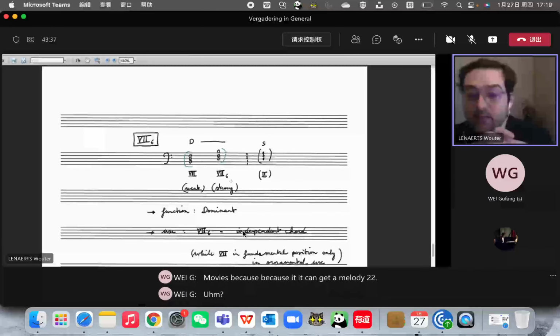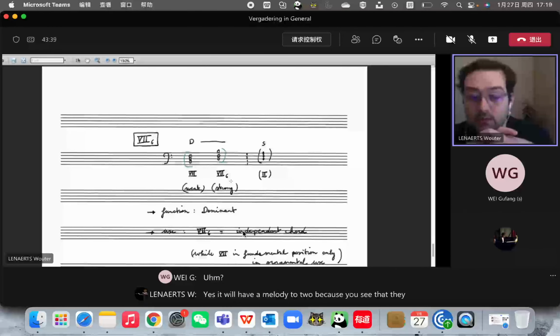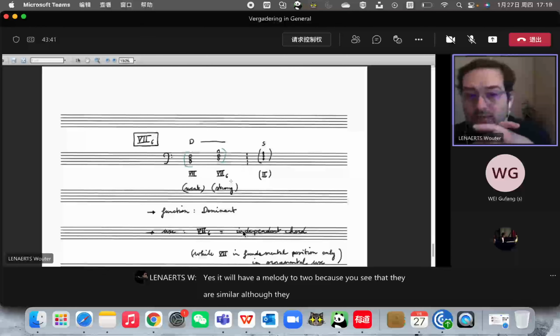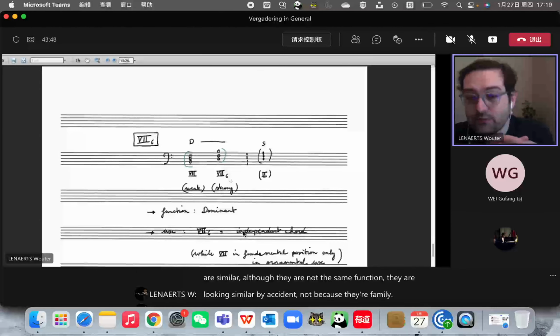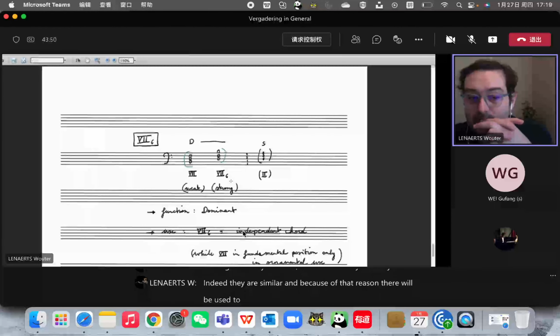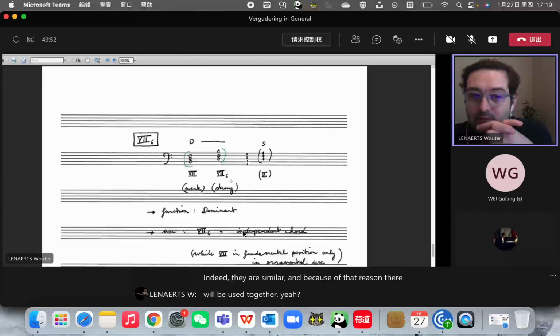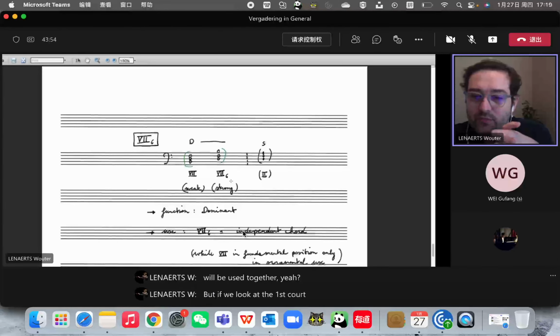Yes, it will have a melody to 2 because you see that they are similar, although they are not the same function. They are similar by accident, not because they are family. But indeed they are similar, and because of that reason they will be used together. Yeah. But if we look at the first chord, Si, Re, Fa, fundamental position, why is this very weak?